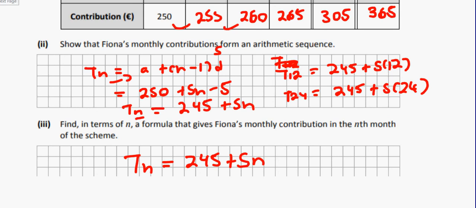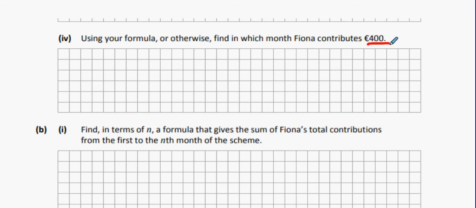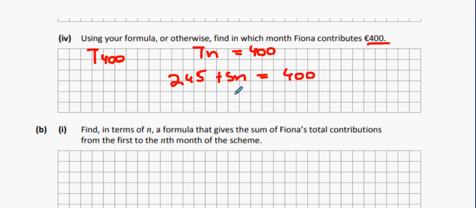Now, I'm pretty sure we're going to break out an SN here. Find which month the contribution is up to 400. Question, is it T 400 or TN equals 400? TN equals 400. It's 400 money. So it's going to be 245 plus 5N equals 400. And then 5N will equal 155, divided by 5, and you get it's week 31. 31 weeks in the future, she'll be paying €400 a week into the contribution. Does that make sense?